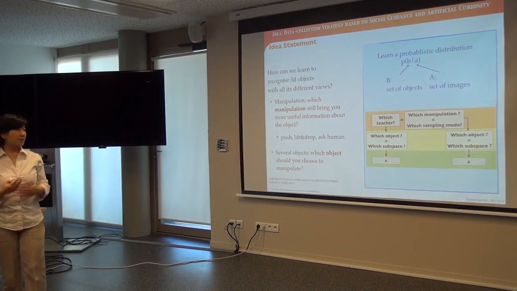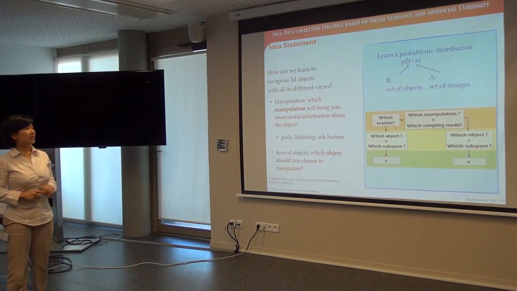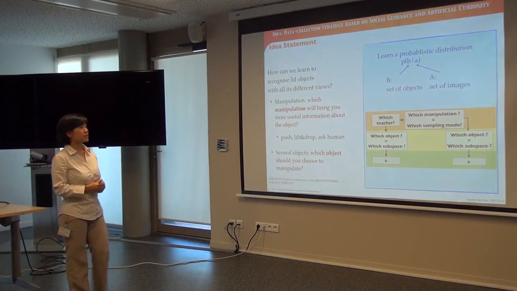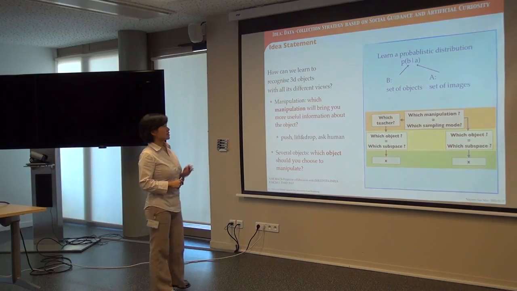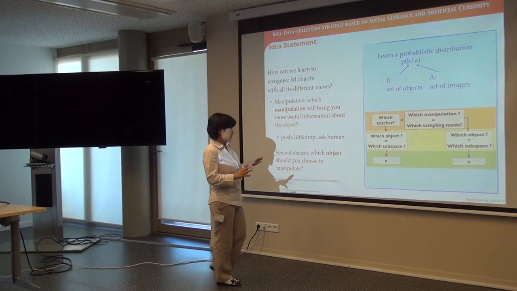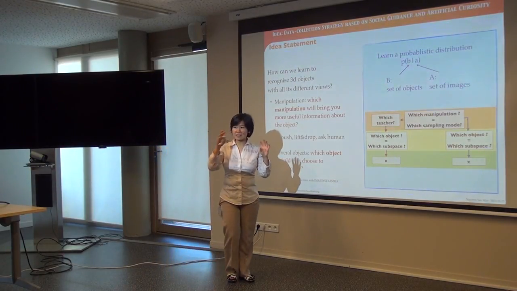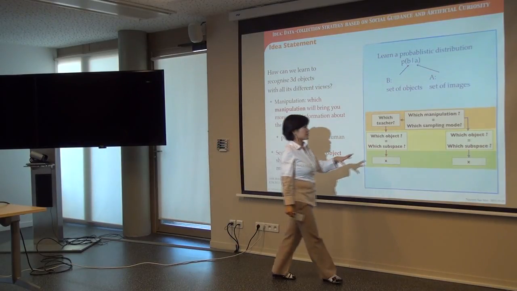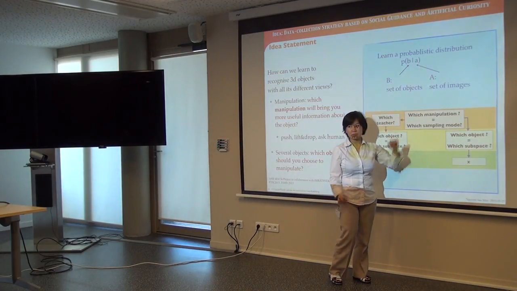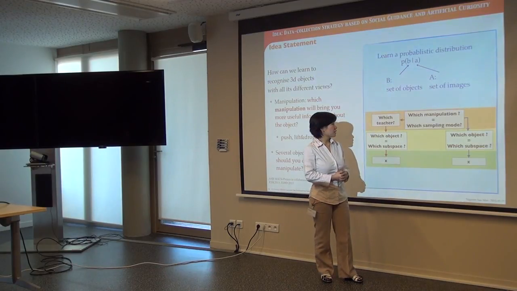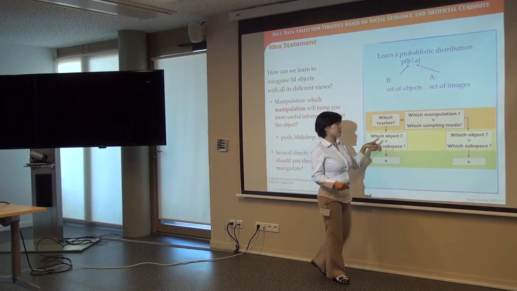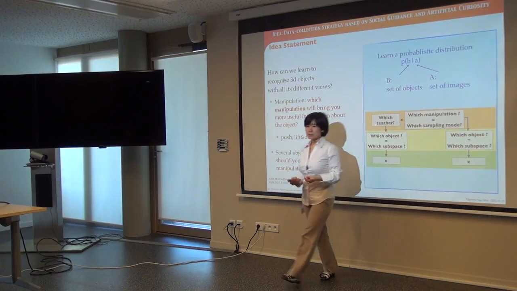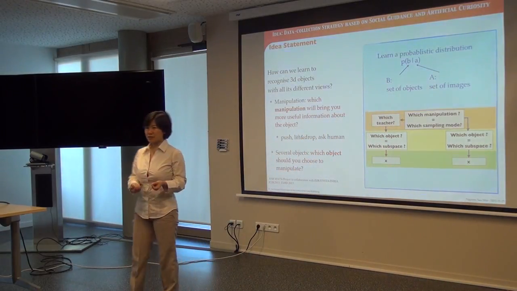So if we put that again mathematically, we are learning here a probabilistic distribution P of B given A, where A is a set of images and B a set of objects. And with regard to active decisions that we make, we're making a decision of which manipulation or which sampling mode we are using. We don't decide which user we want to use because there's only one in our experiment, but we also decide which object we want to manipulate or have the teacher manipulate.